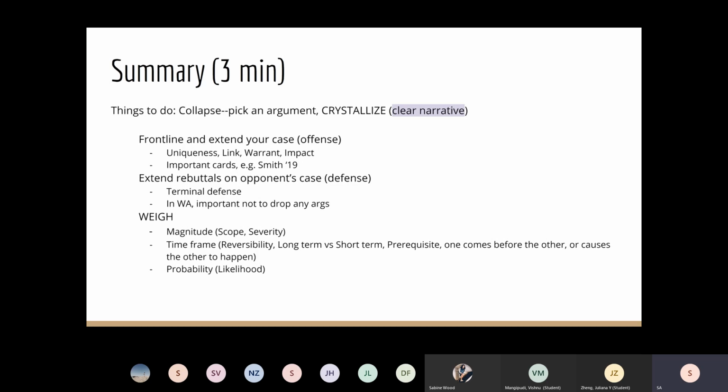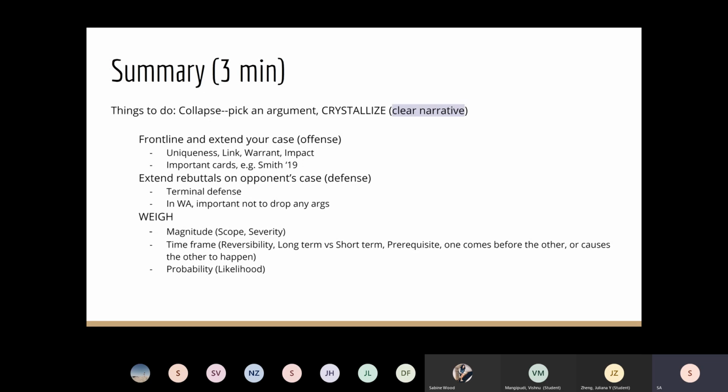And then there's prerequisite, which means that one impact comes before another or causes the other to happen. Prerequisites are really what you want to be thinking of, because that's a way of meta weighing that has a deeper level of argument interaction. If you're just weighing on scope or severity, you're taking your impact and the statistics or the numbers at face value, but prerequisite is very good in weighing, because if my impact causes the other to happen, you basically turn their entire case. And then the last way to weigh is probability, which is just likelihood.